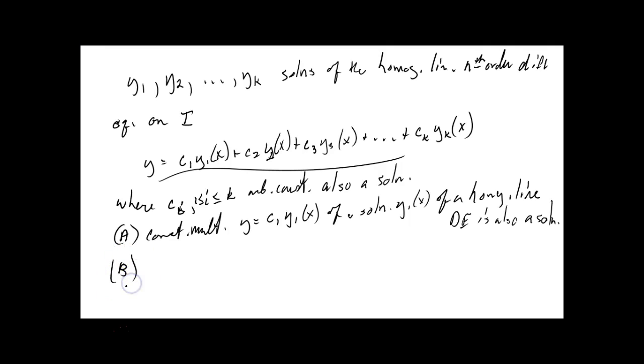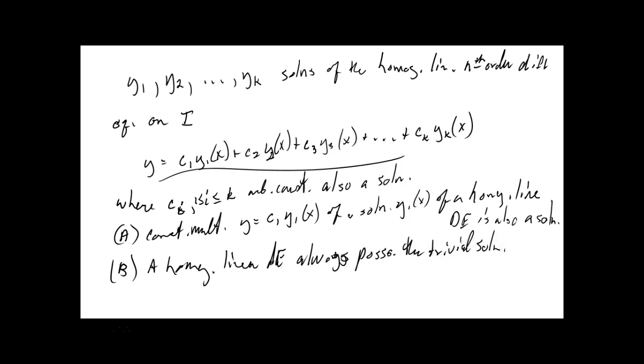The second corollary is that a homogeneous linear differential equation always possesses the trivial solution y is equal to 0. Homogeneous linear differential equation always possesses the trivial solution. Okay, in other words, y is equal to 0.